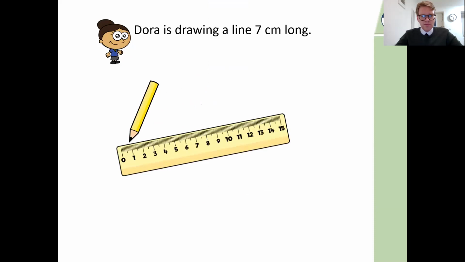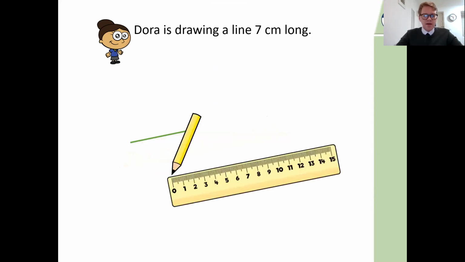Well, the problem here is she didn't start at 0, did she? And so going from 1 to 7, if you think about that as a subtraction, 7 take away 1 is actually only 6. So she's only gone 6 centimeters along there. So let's try again. Now she starts from 0 and goes up to 7. She's going to have her 7 centimeter line.